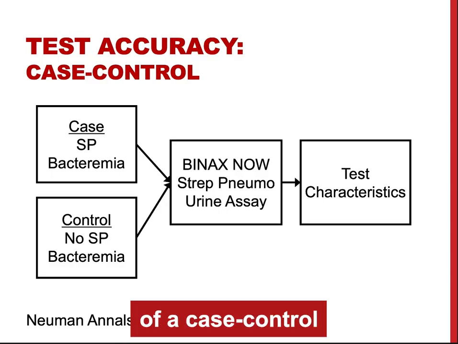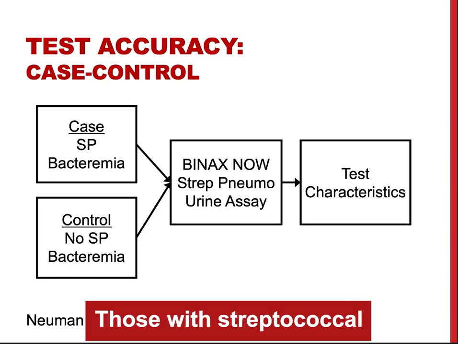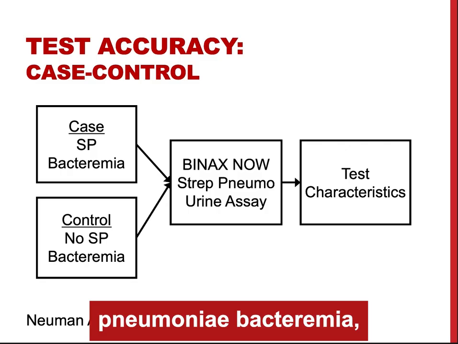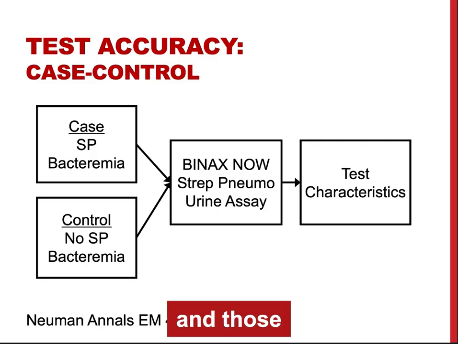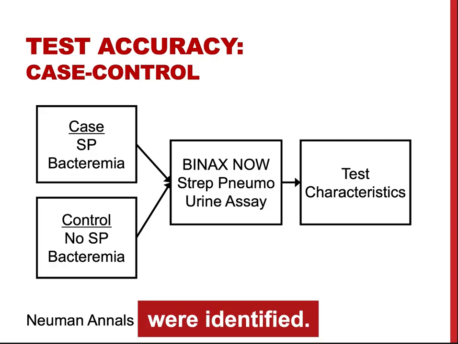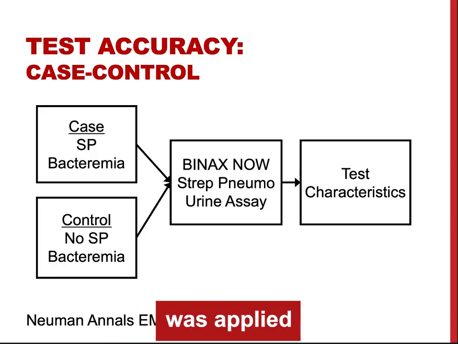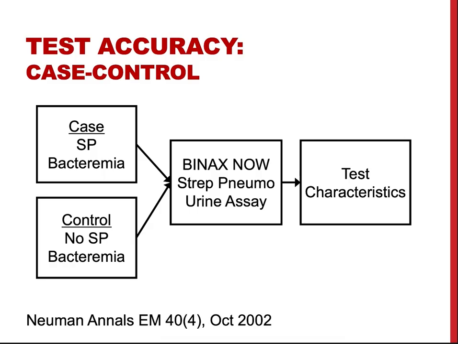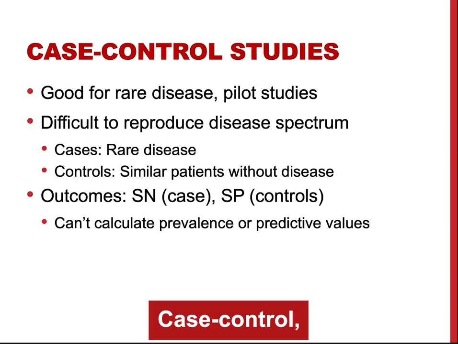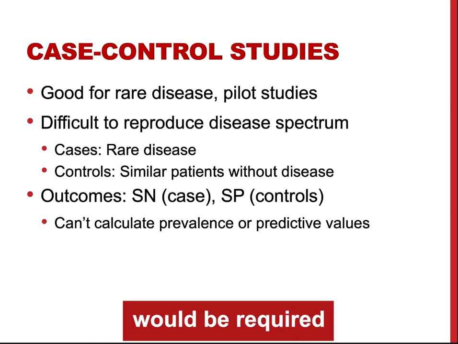This is an example of a case control study used to assess diagnostic test accuracy. Those with streptococcal pneumonia bacteremia, the cases, and those without streptococcal pneumonia bacteremia, the controls, were identified. The diagnostic test, a urine streptococcal pneumonia assay, was applied to those with and without strep pneumonia to determine the test characteristics. Case control studies are good for rare diagnoses when a very large sample size would be required to reproduce the disease spectrum.